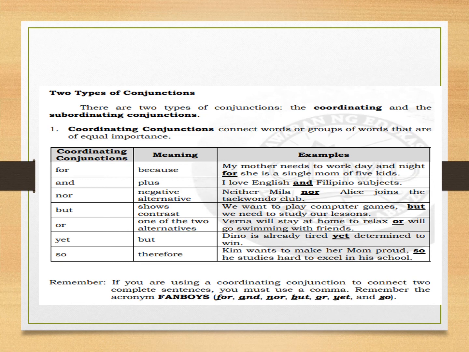Okay, so for, the meaning of for is because. Example, my mother needs to work day and night for she is a single mom for 5 kids. And, meaning plus. I love English and Filipino subjects. Nor, meaning negative alternative. Neither Mila nor Alice joins the Taekwondo club. But, meaning shows contrast. Example, we want to play computer games, but we need to study our lessons.